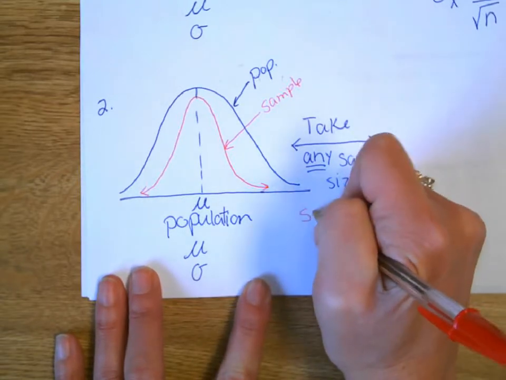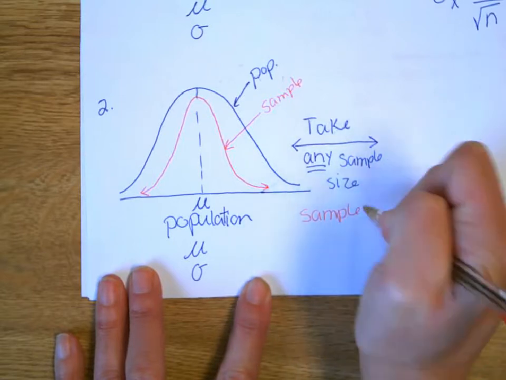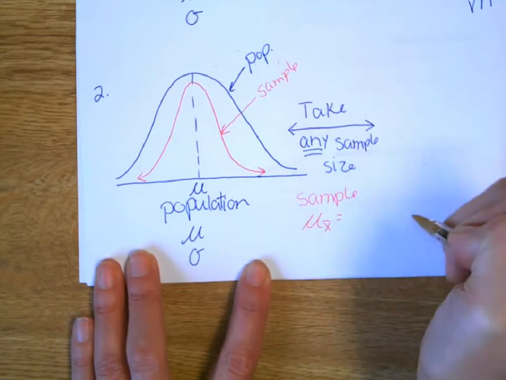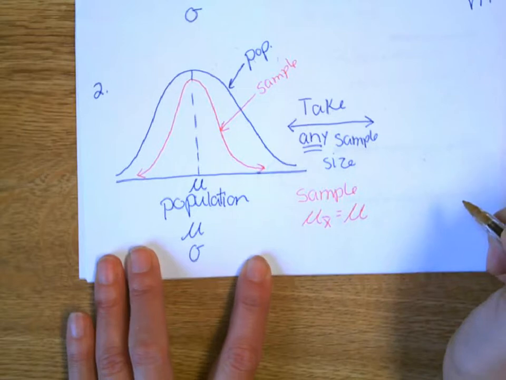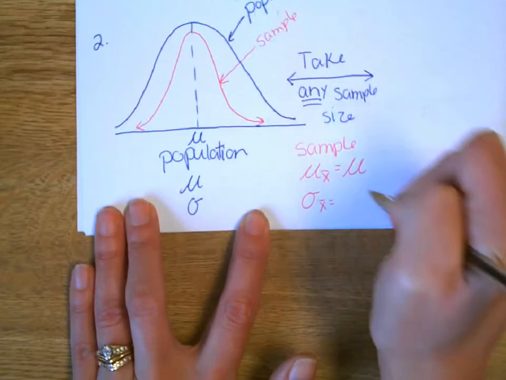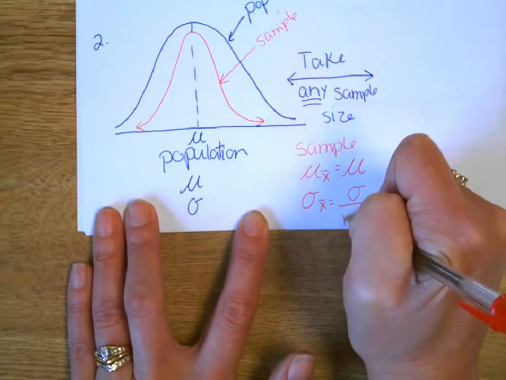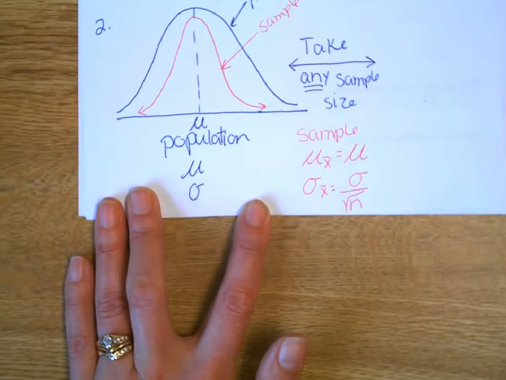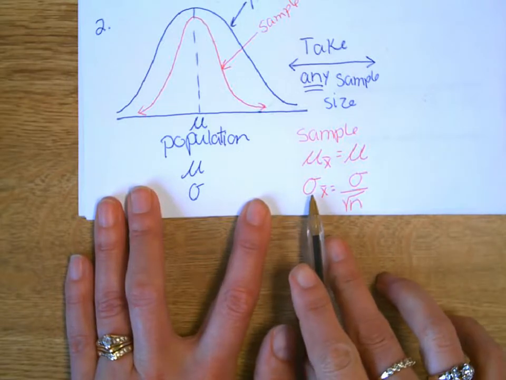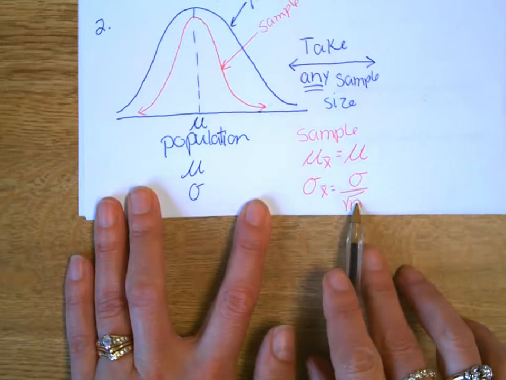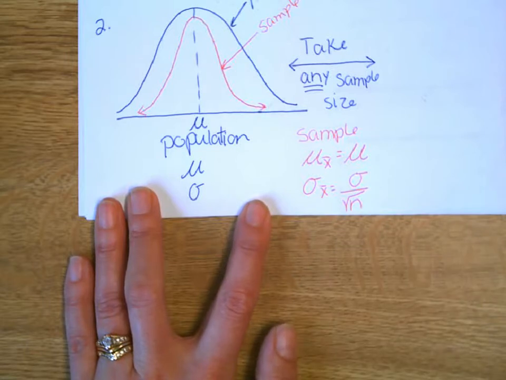But the sample, the mean here, again, will equal the population mean. And the standard deviation of the sampling distribution will be the population standard deviation divided by the square root of the sample size.